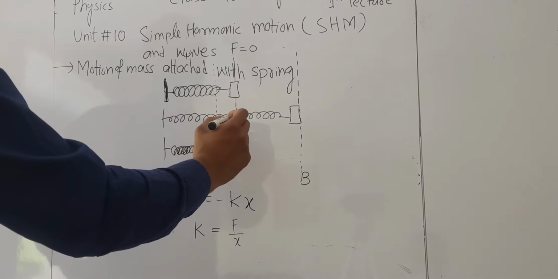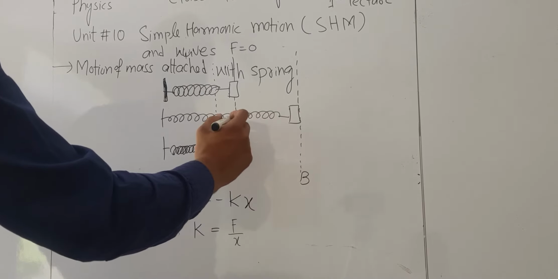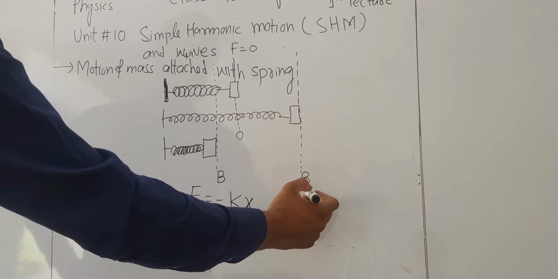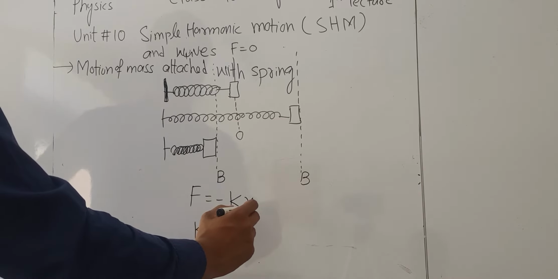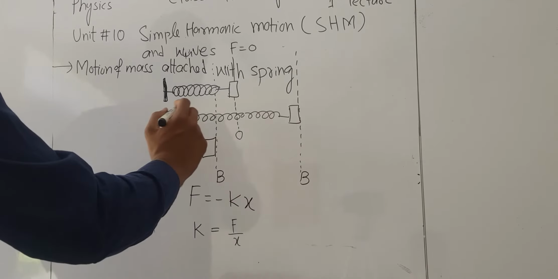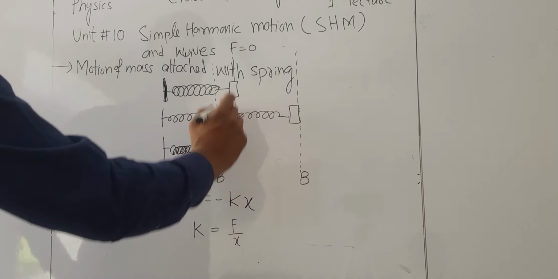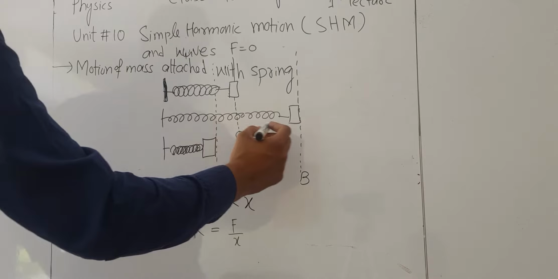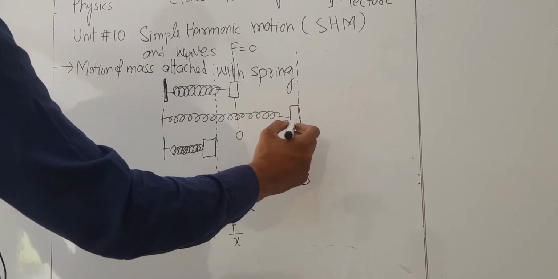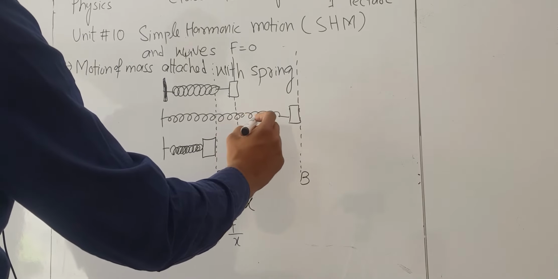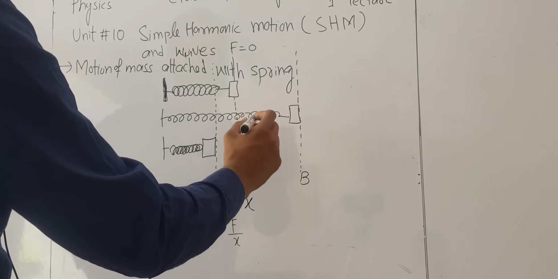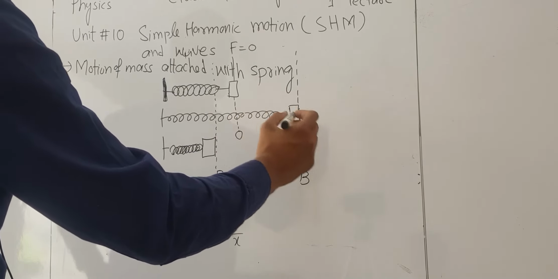When we exert some force on the mass, it moves to position B according to Hooke's law, where force is directly proportional to the displacement. It means when you apply the force, the mass covers some distance, some displacement. At point B, the mass restores energy, which is known as the restoring force.